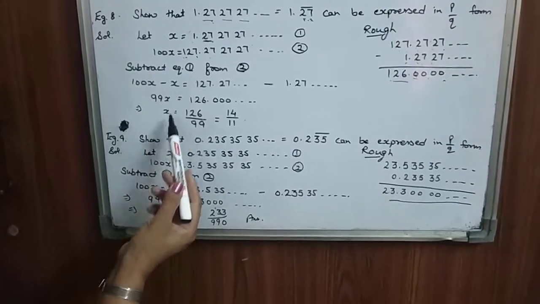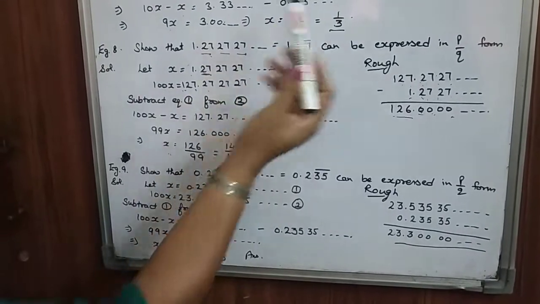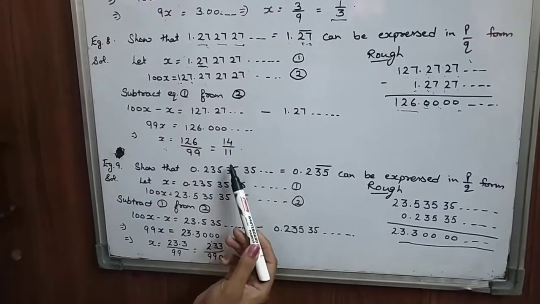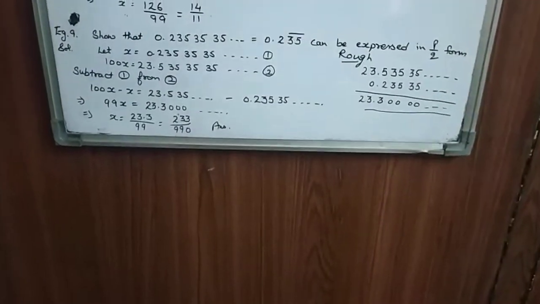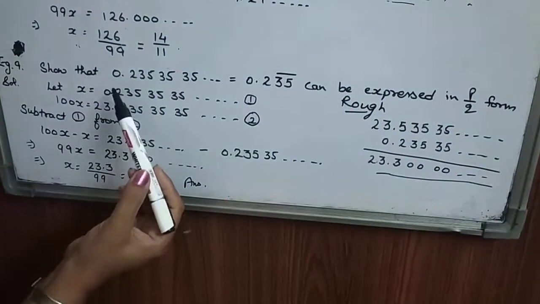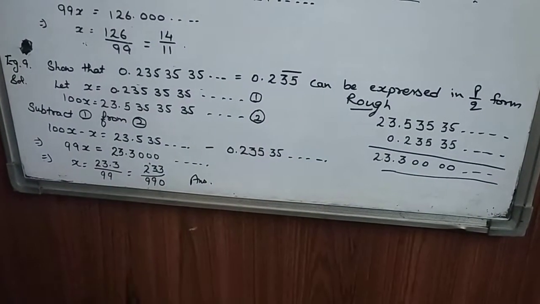And what was our x? Our x was this. It means we have expressed it in the form P upon Q as 14 by 11. I am taking one more example, your example 9. It's given to you. Show that this can be expressed in P upon Q form.